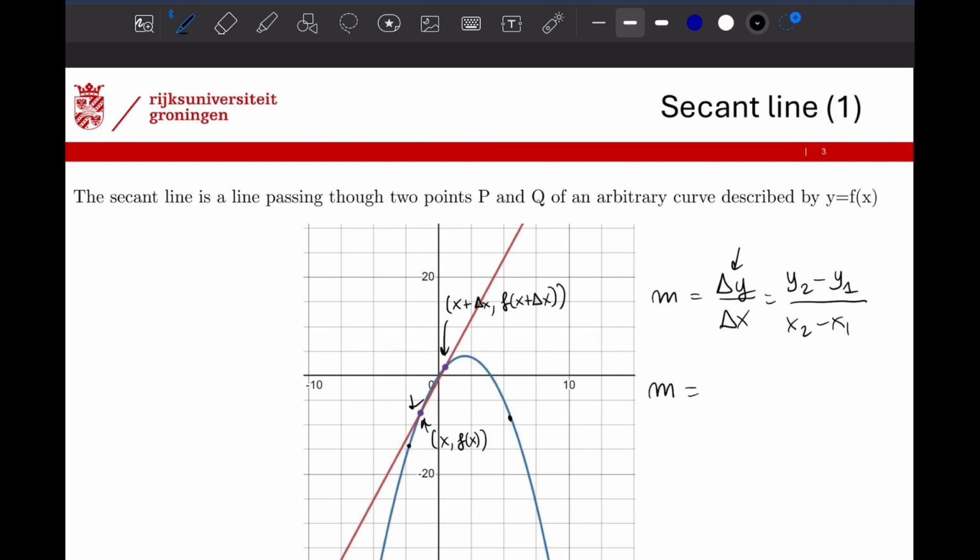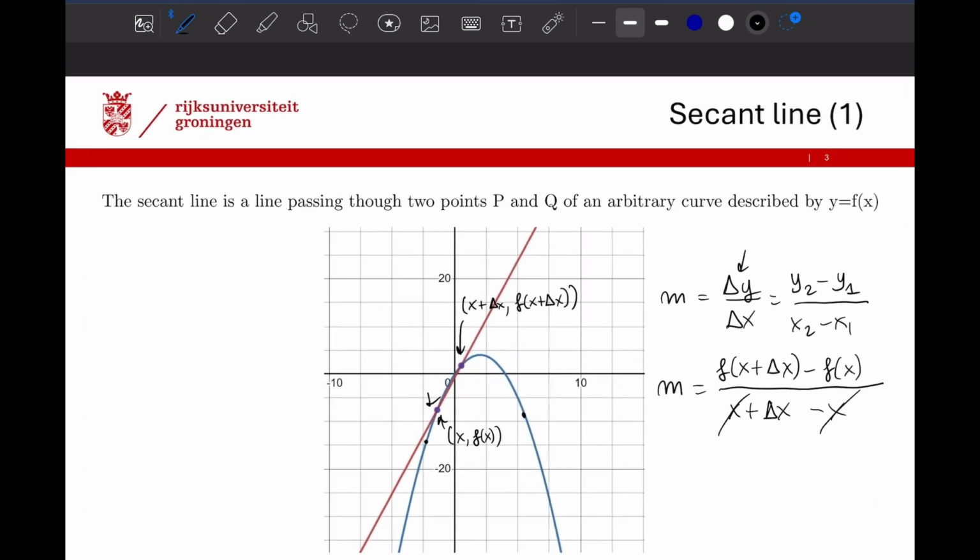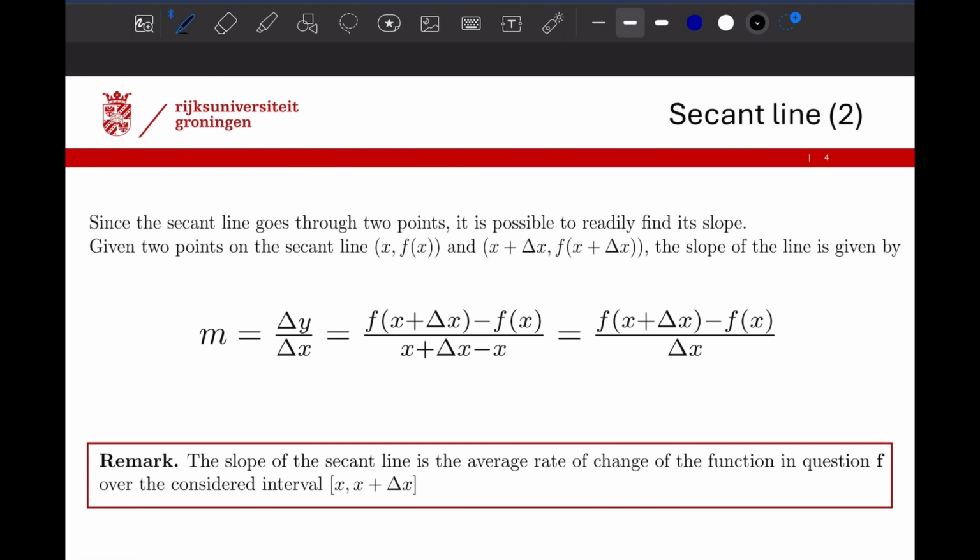But in this case, our m would be the difference in y coordinates again. So it would be f of x plus delta x minus f of x over the x coordinates of the second point, which would be x plus delta x minus x. So of course these two cancel out, and then we're left with the slope of f of x plus delta x minus f of x over delta x. So far we have just defined the secant line, and we have said that finding the slope of this line is particularly easy, and it's something that we can readily do because we have 2 points already. So we can just apply this formula and easily find the slope. So this is what I did here. This is the formula for the slope.